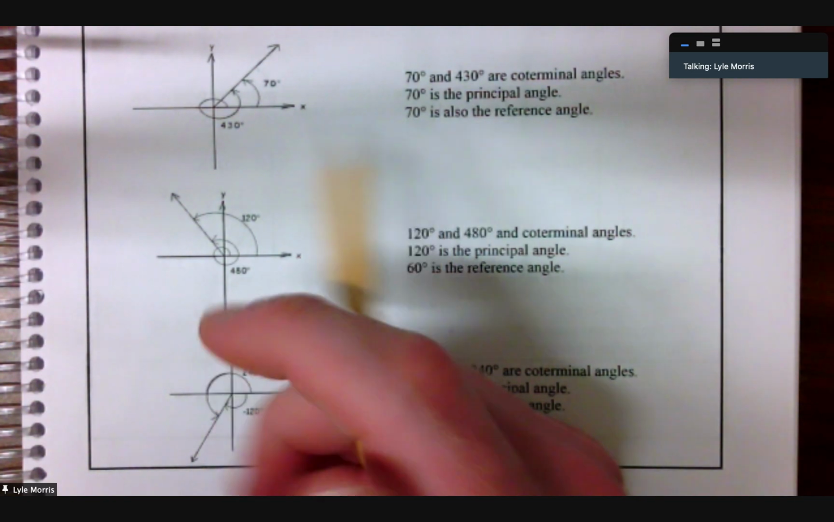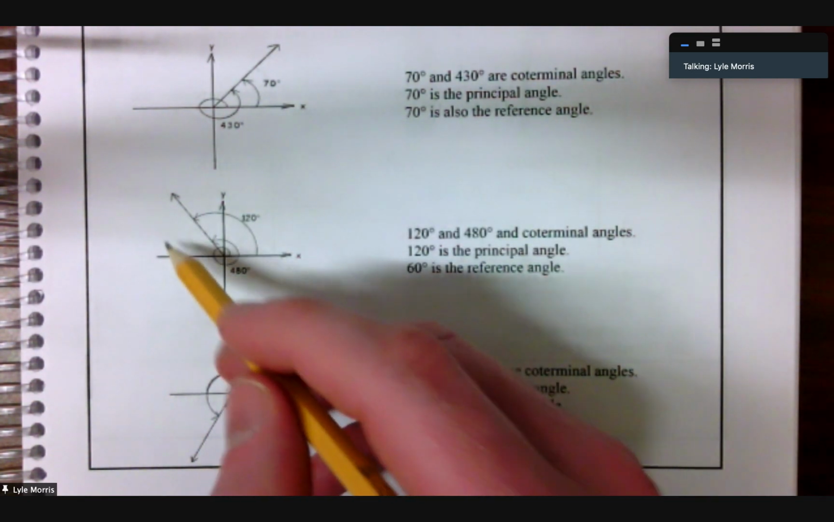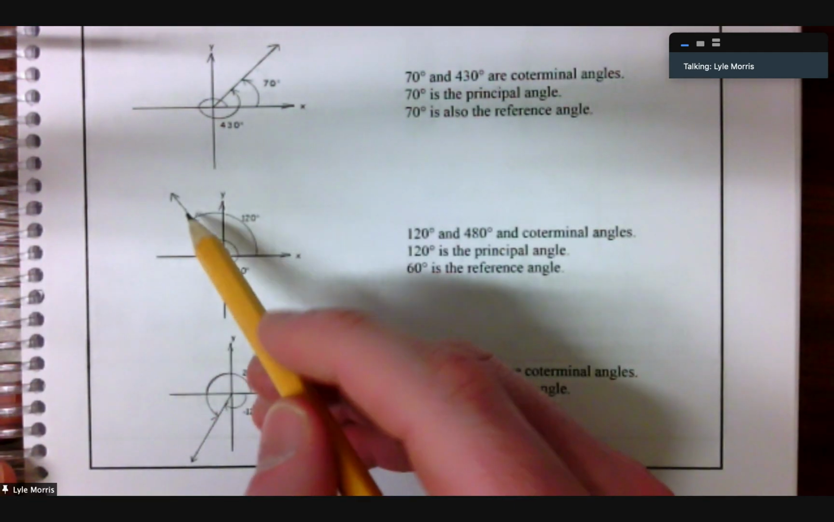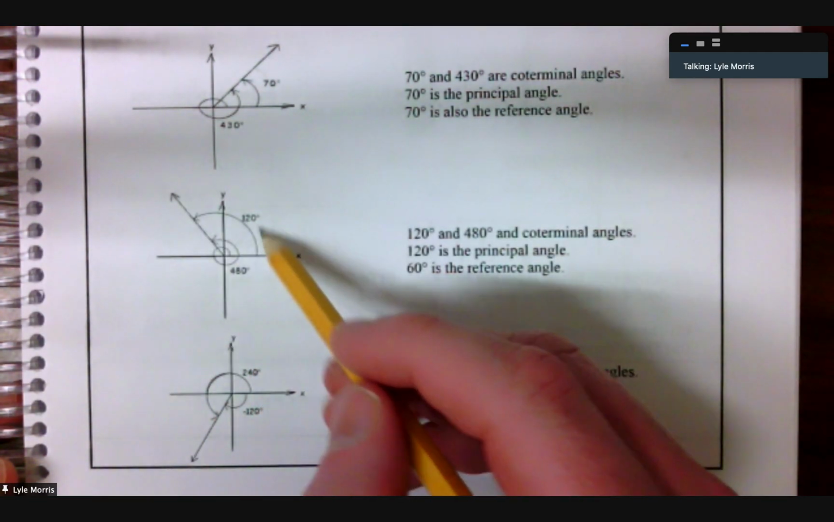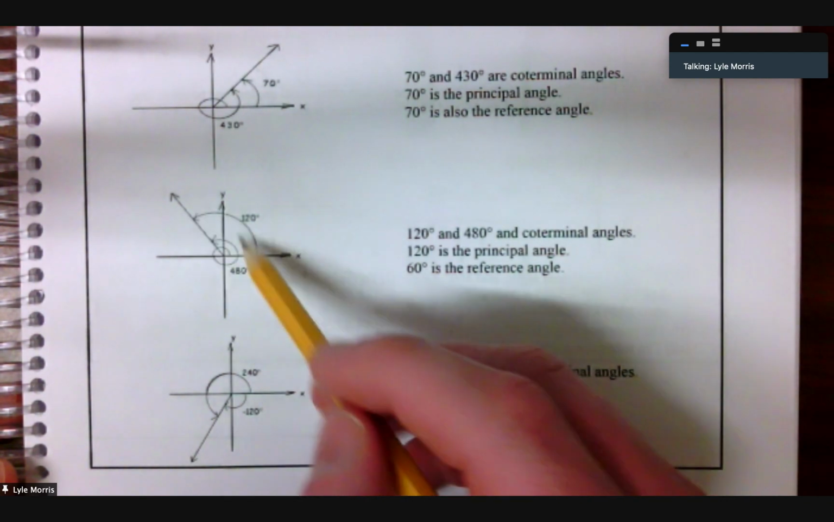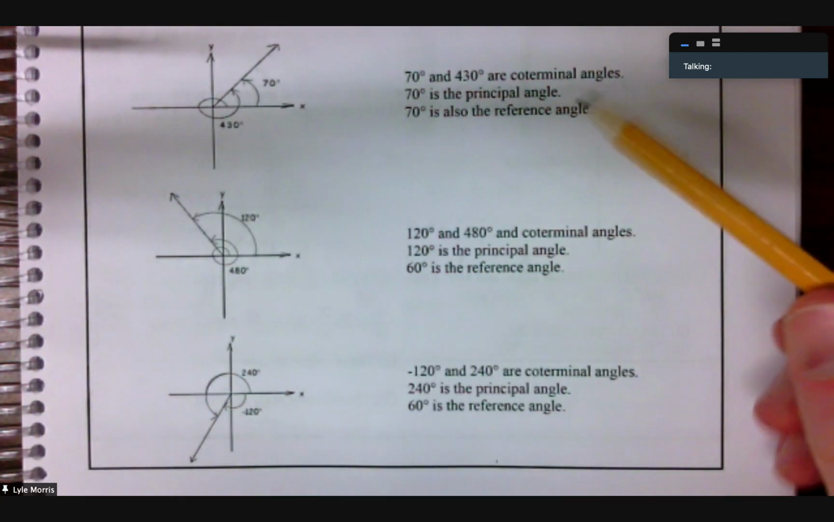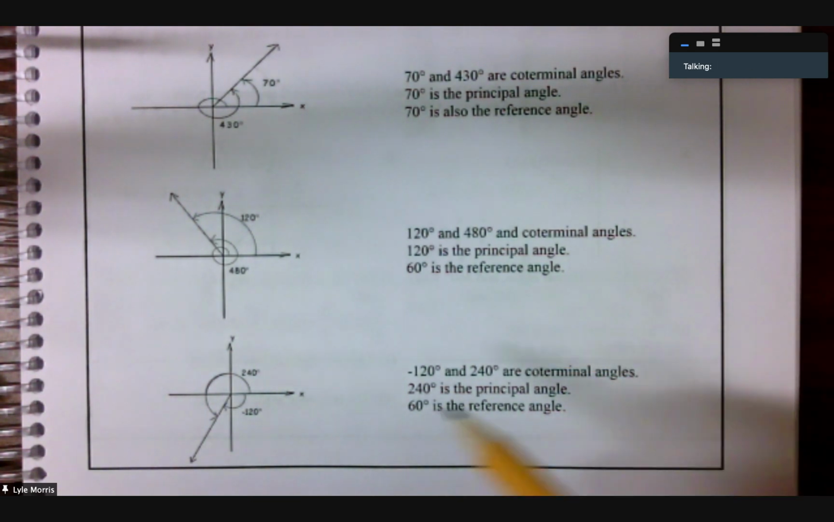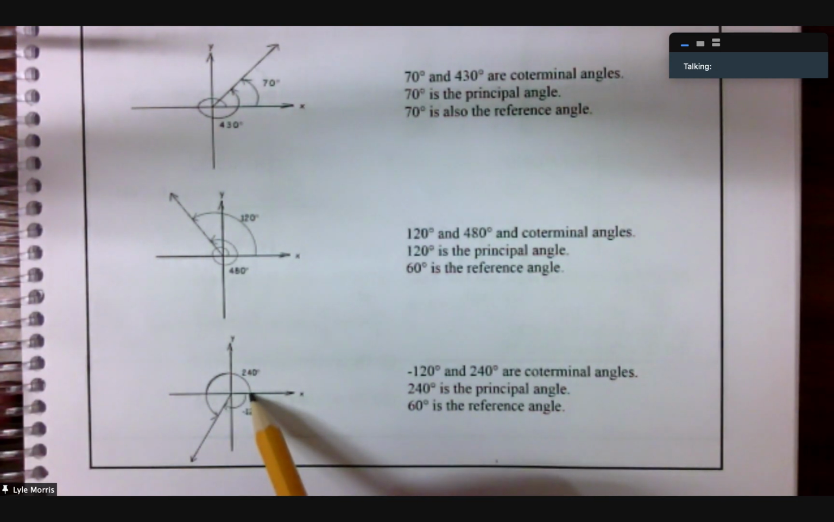The reason we need to know the reference angle is because when we're doing our SOHCAHTOA and solving for sides and angles, it's all going to be positive. And we aren't able to use SOHCAHTOA with obtuse angles, so that's why that's important. Are these making sense, you guys? Yep. Okay, stop me if it doesn't.